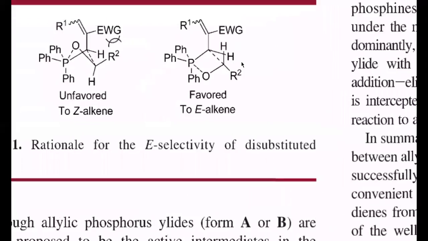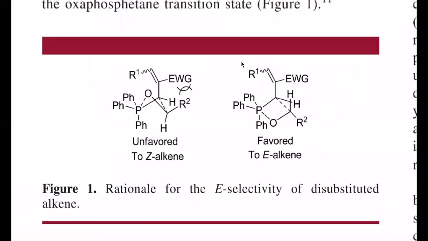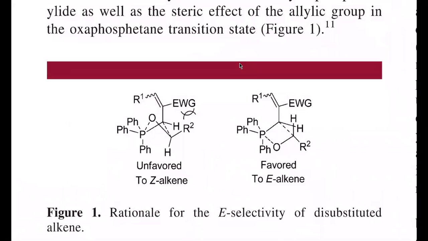And down here, they're just showing the transition state for why they see the selectivity, right? Why is it always EE? So you can see in one transition state over here, the one that says unfavored. And this is standard too for the Wittig, that it goes through this kind of puckered transition state.